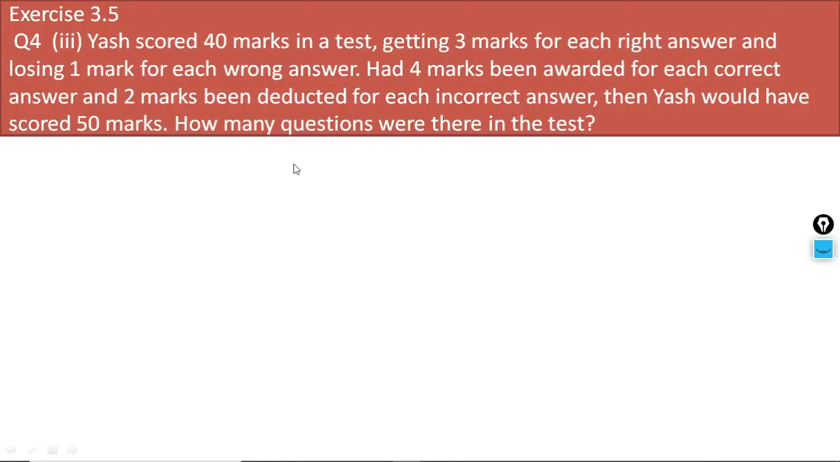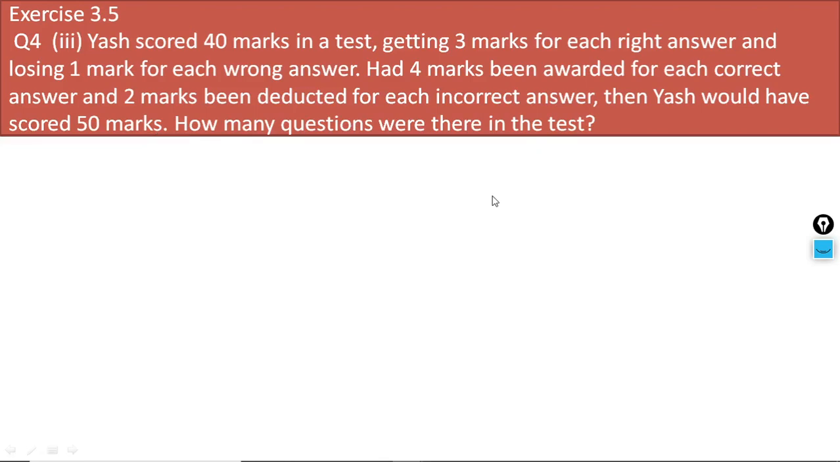In this problem, Yash scored 40 marks in the test, getting 3 marks for each right answer and losing 1 mark for each wrong answer. Had 4 marks been awarded for each correct answer, and 2 marks been deducted for each incorrect answer, then Yash would have scored 50 marks. How many questions were there in the test?